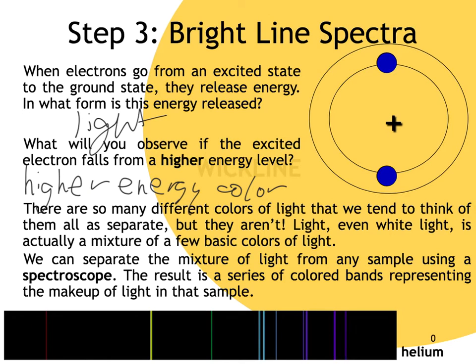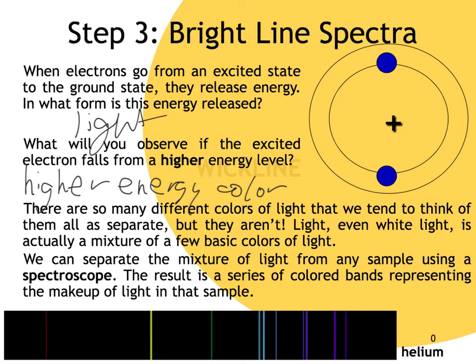And since it's so specific and so organized and so separated, then we can think of this as like a fingerprint for helium, because all of these different bands are representing electrons that are falling back to ground state. Each one of these bands represents an electron falling down to ground state.